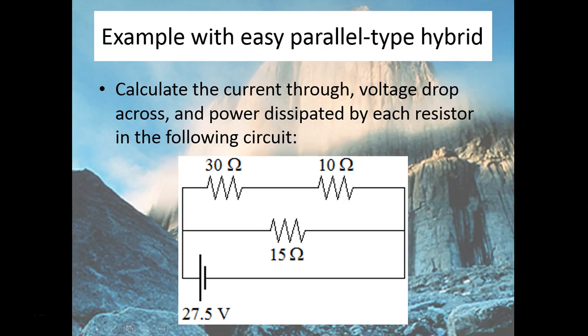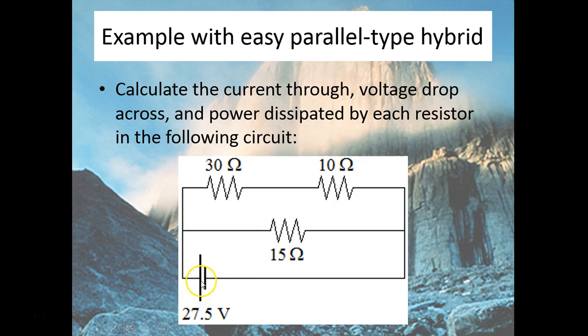So now we're going to look at how to calculate the equivalent resistance and then the current through, voltage drop, and power dissipated by each resistor in a relatively simple parallel type hybrid circuit. In other words, the simplest type of hybrid circuit, in which you're dealing with basically parallel elements as the main theme of the circuit. And here's what we mean by that.